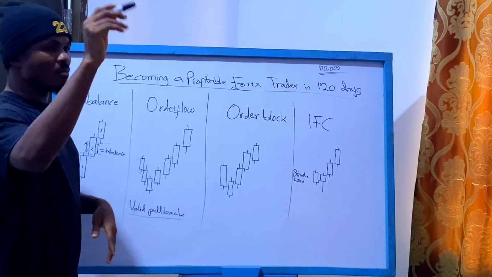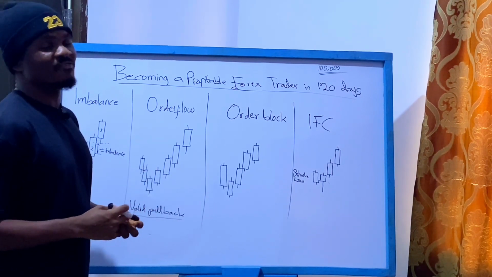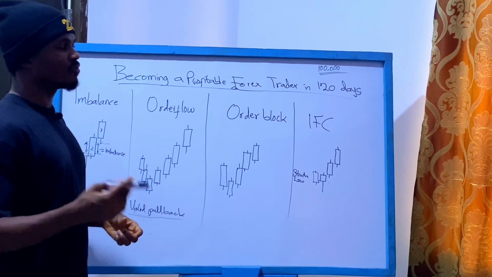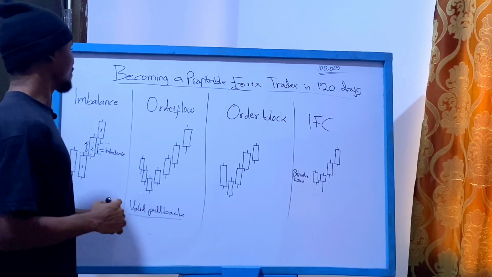It's not every move down, up, down that you can find out as a valid pullback. Some of them are invalid, and if you tend to use the invalid one, you may find yourself in trouble.